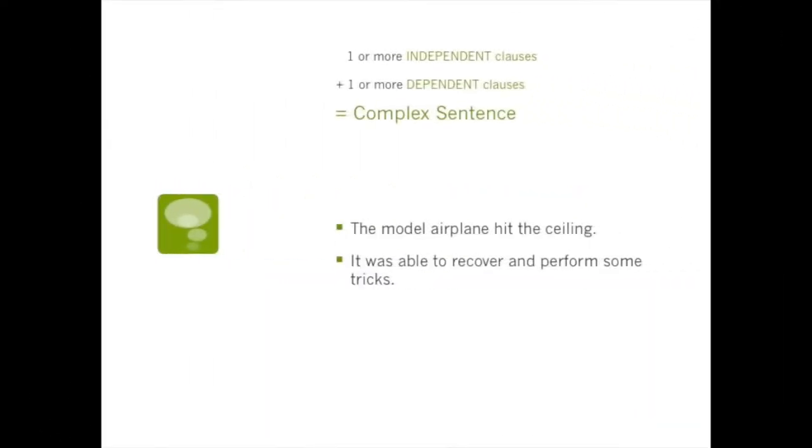For another example, watch the next video and see how the following two independent clauses were put together into a complex sentence. I'm going to do this by adding a subordinating conjunction to the beginning of one of the independent clauses in order to make it a dependent clause. The two independent clauses right now are: the model airplane hit the ceiling, it was able to recover and perform some tricks.